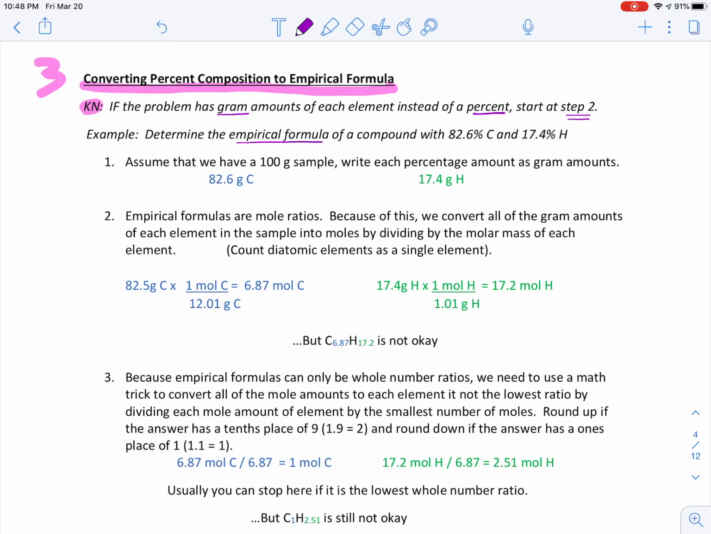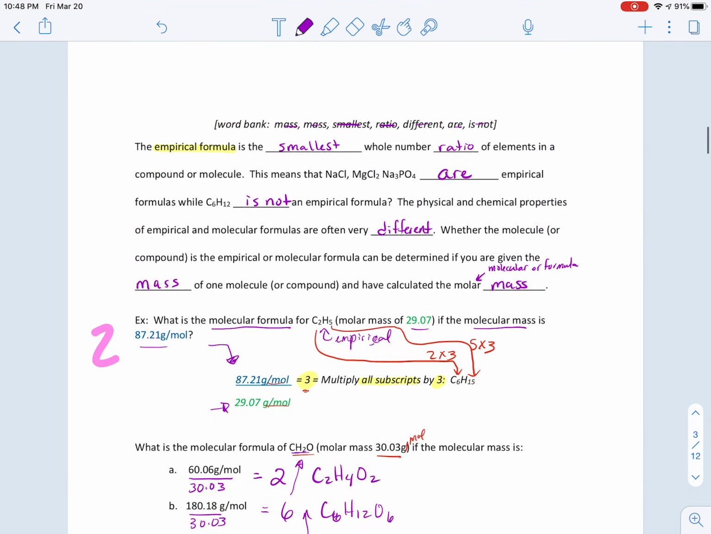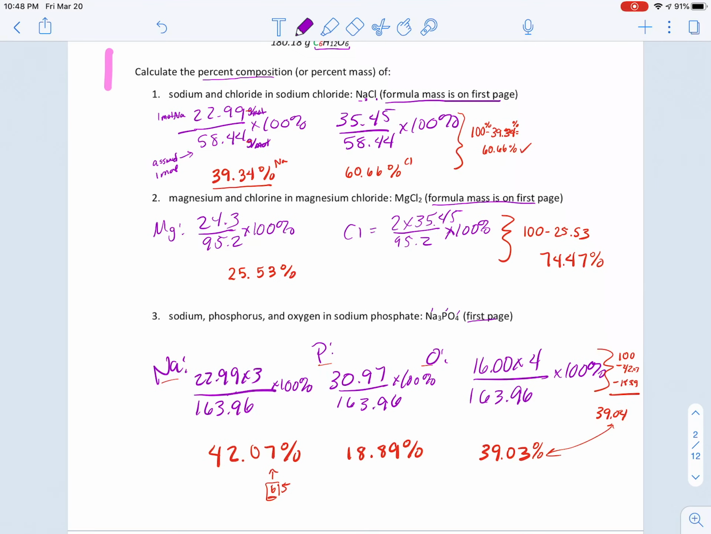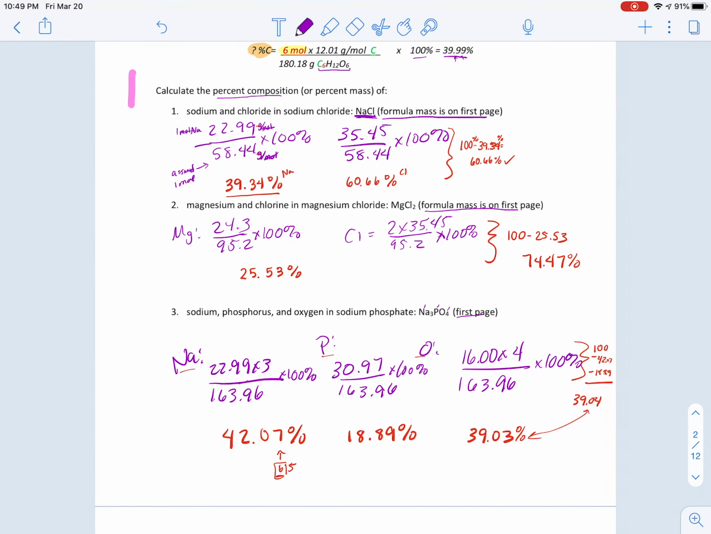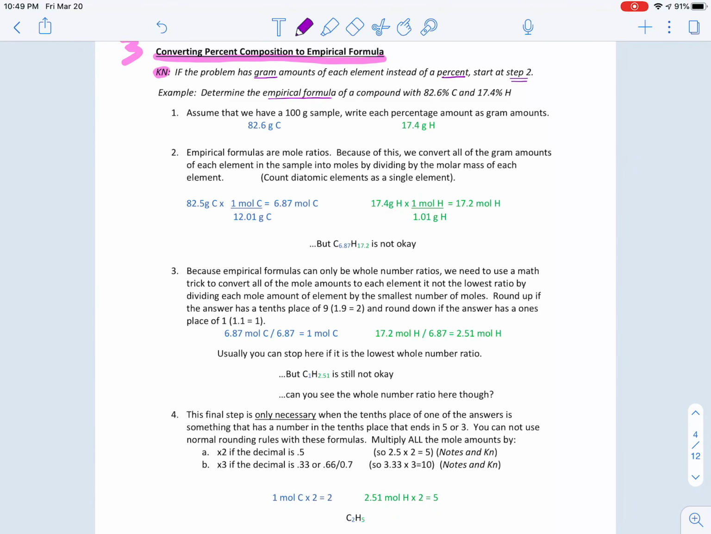Okay, example. Determine the empirical formula. I think of these problems as the opposite of the other problem. If we go back to the first problem, up here, in those problems we were figuring out the percent when we already knew the formula. Now we're going to be given the percent and we're going to figure out the formula. So I think of them as backwards. One's going forward and one's going backwards. All right, so we're going to determine the empirical formula of a compound. And then here are our two percentages.